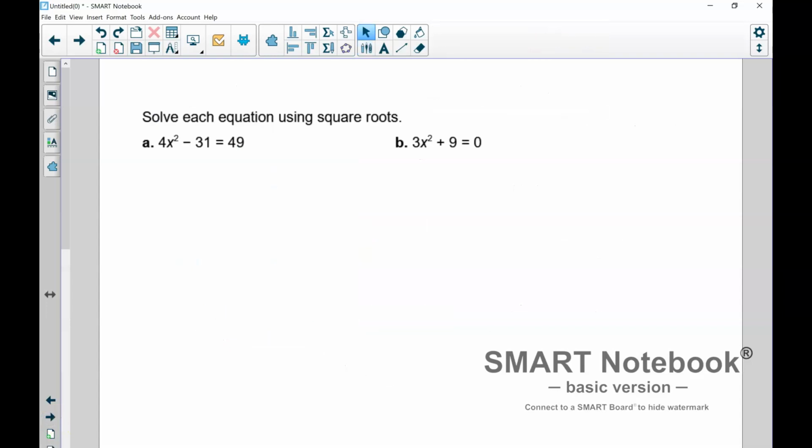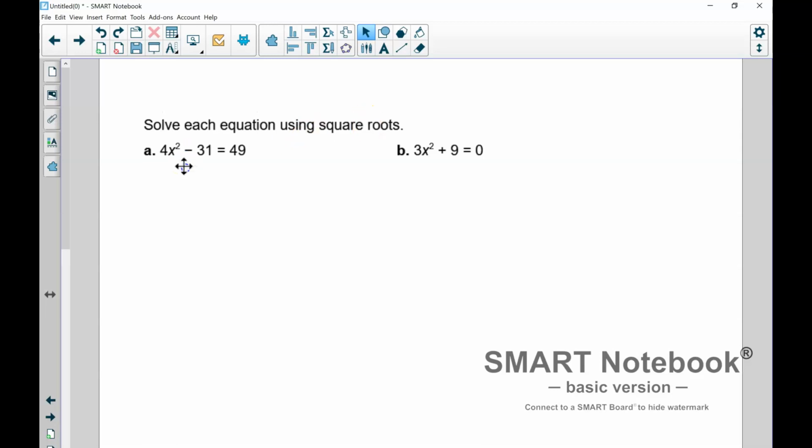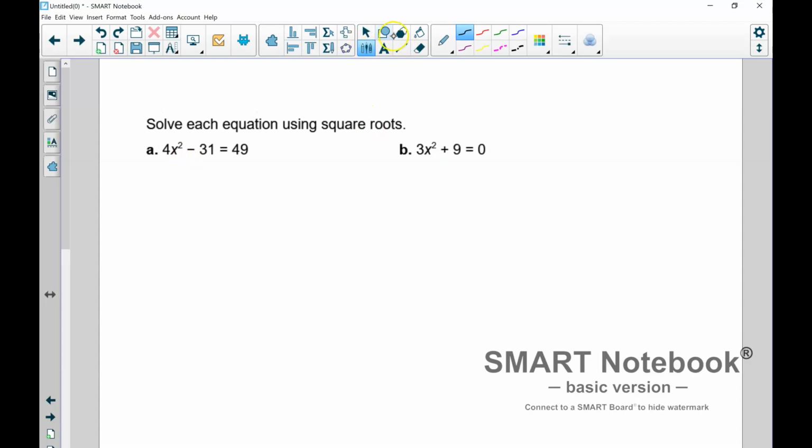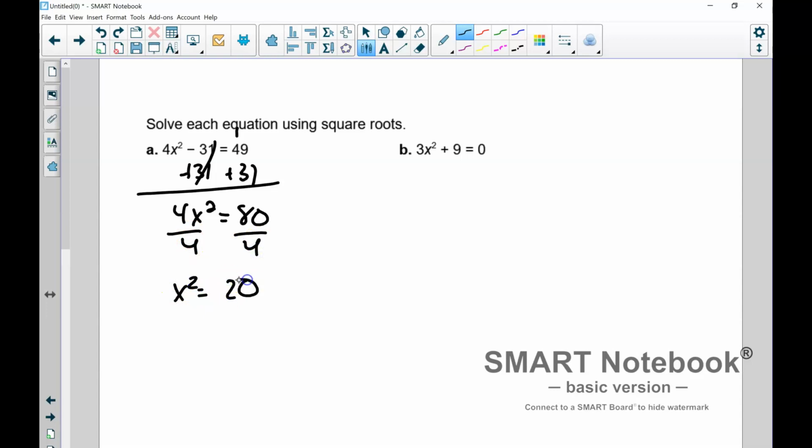Alright, so solve by graphing is one solution. Another way that you can solve these equations is to use their square roots. So when I just have two terms, that's almost always when I'll use square roots if I can. So I'm just going to solve this equation like I would any other. 4x squared equals 80. Divide by 4, divide by 4, x squared is equal to 20.